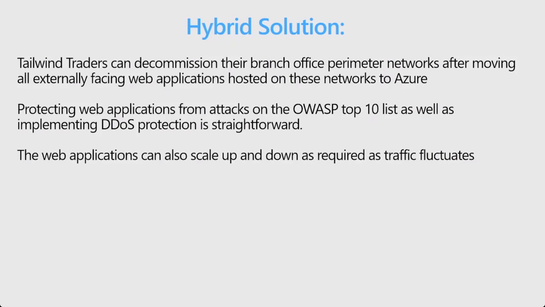Now, you can protect applications from attacks that are on the OWASP top 10 list. So what's the OWASP? It's basically a list of the most common types of attacks that are run against web applications. And you can also protect against distributed denial of service, basically by putting in place Azure technologies such as distributed denial of service protection and web application firewall. If you put these web apps in the cloud, it is purpose-built to allow you to scale up and down as your traffic fluctuates.